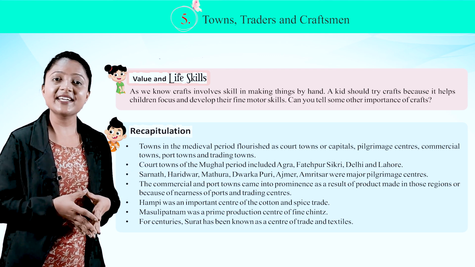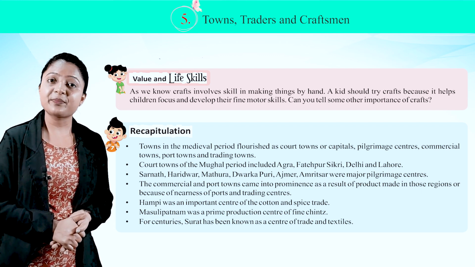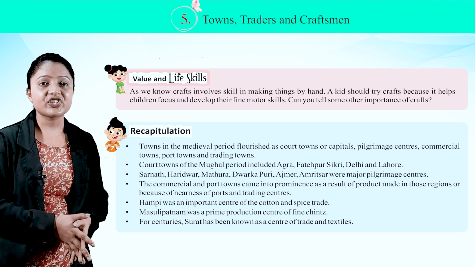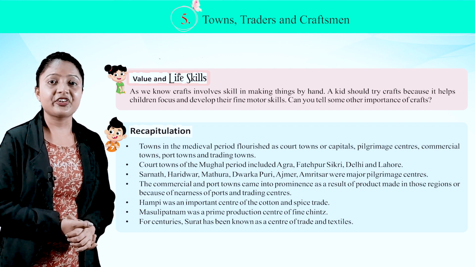Hampi was an important center of the cotton and spice trade. Masulipattnam was a prime production center of fine chintz. For centuries, Surat has been known as a center of trade and textiles.